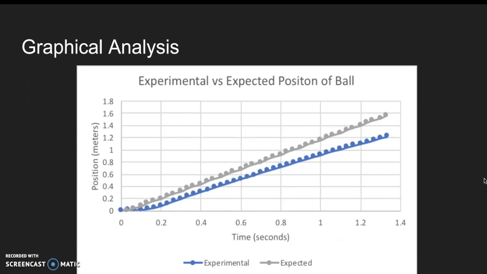Graphical analysis of the experimental versus expected position of the ball. Experimental is the blue line, expected is the gray line. The expected is definitely straighter and more precise, and the experimental, though, is not too far off of the expected, so the idea of the experiment is in fact conveyed in this graph, where a constant velocity is that straight slope moving to the upper right hand corner of the graph.